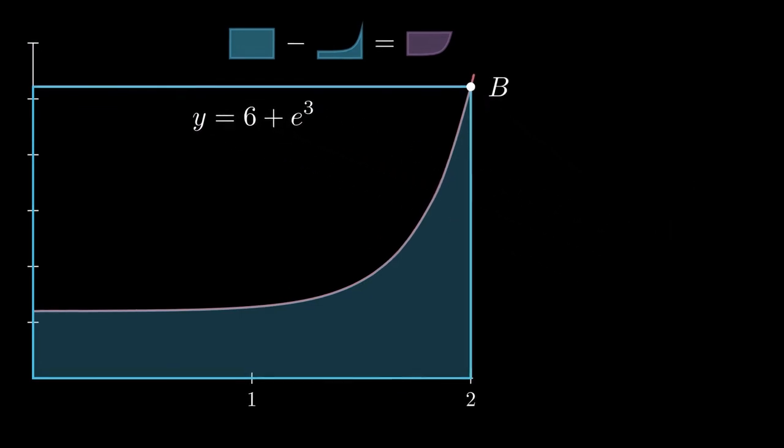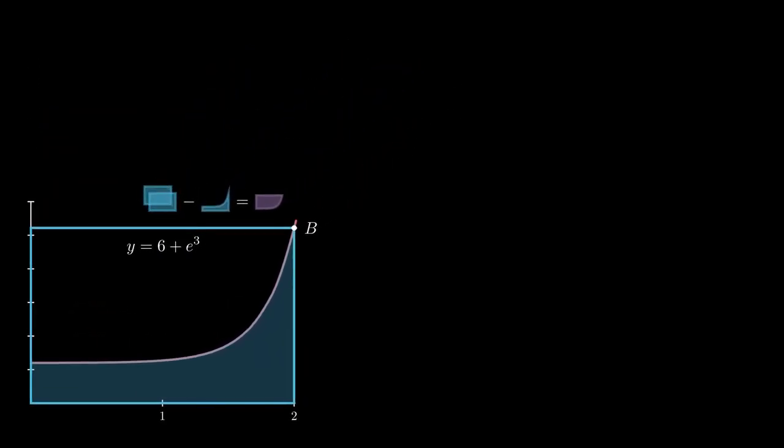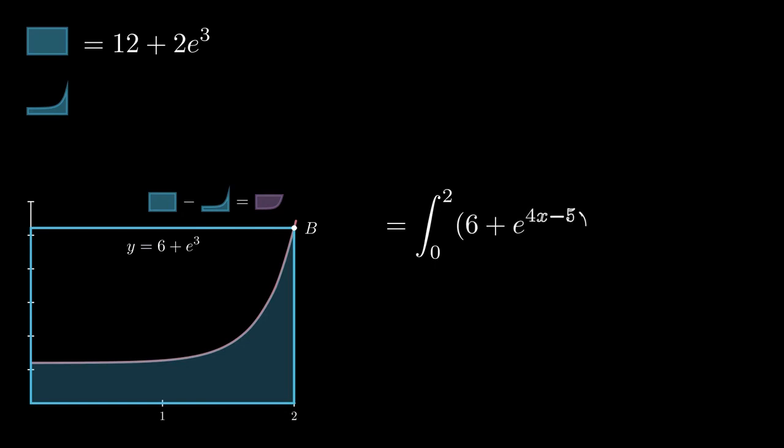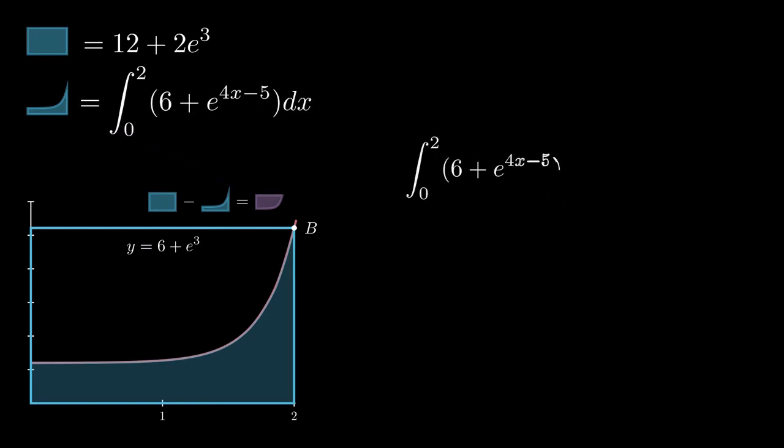All right. So how do we express the area of the rectangle? It's the length times the height, so it's 2 times that, and we'll just simplify a bit. Okay, how do we get the area under the curve? That's where our integration comes in. So the limits are from 0 to 2, and you just put the function in. So let's go ahead and calculate that.